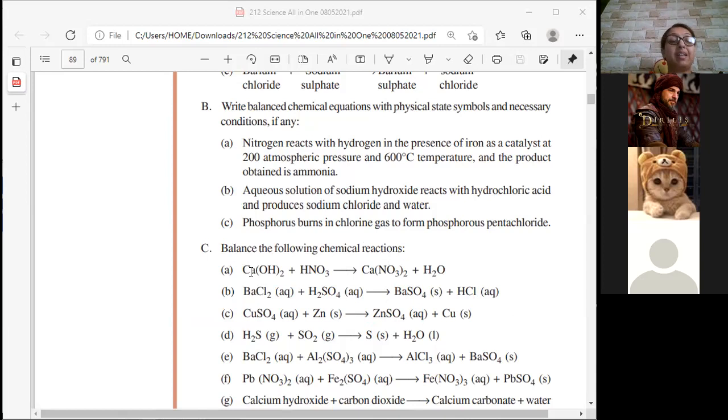Now Ca(OH)2. What does this mean? Any idea? Anybody who can give me the name of this? Ca(OH)2? Ca is calcium. OH is hydroxide, correct? Calcium hydroxide plus HNO3.